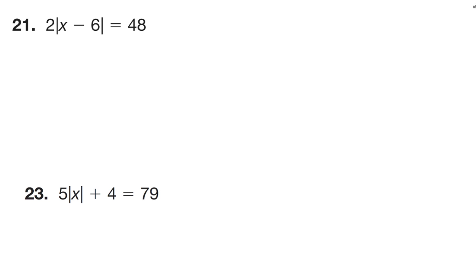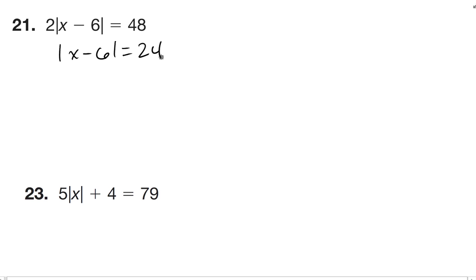And we're going to solve this by isolating that absolute value portion first. To do that, I'm going to divide both sides of this equation by 2, or I could multiply both sides of the equation by 1/2. In any case, the equation becomes the absolute value of x minus 6 equals the number 24. Again, I divided both sides by 2.